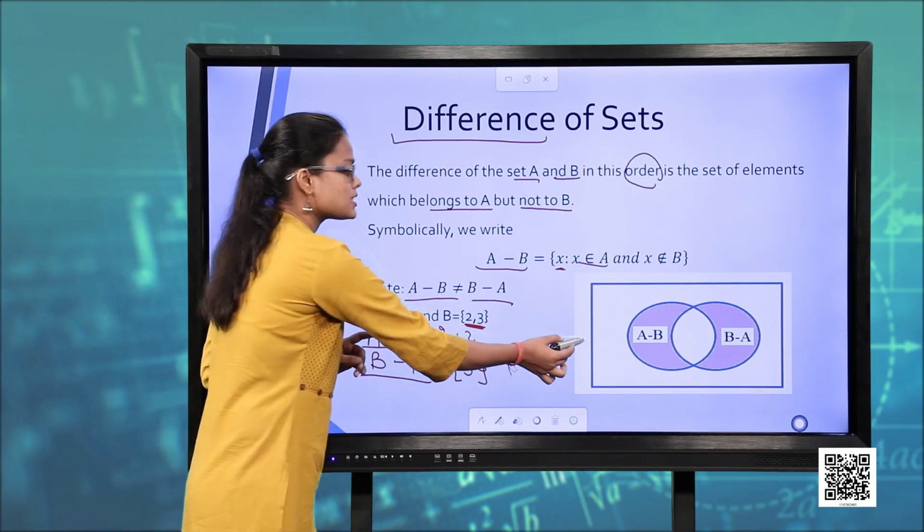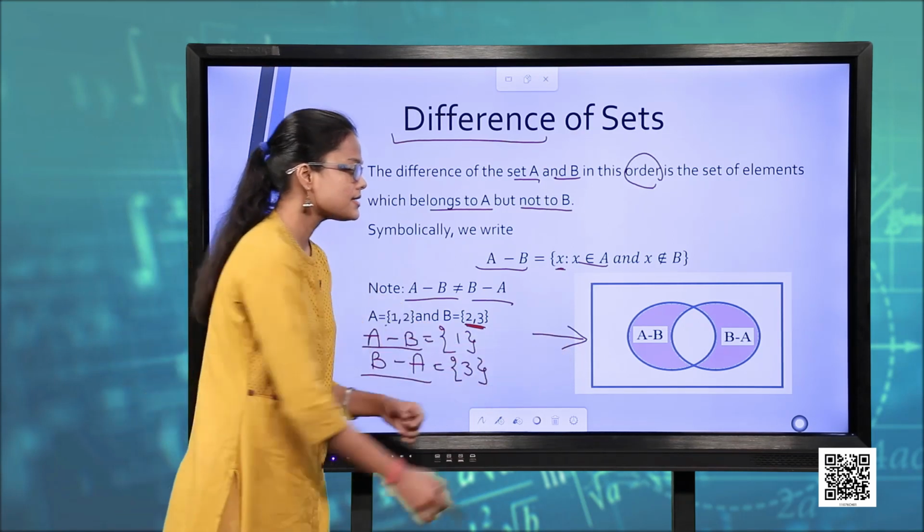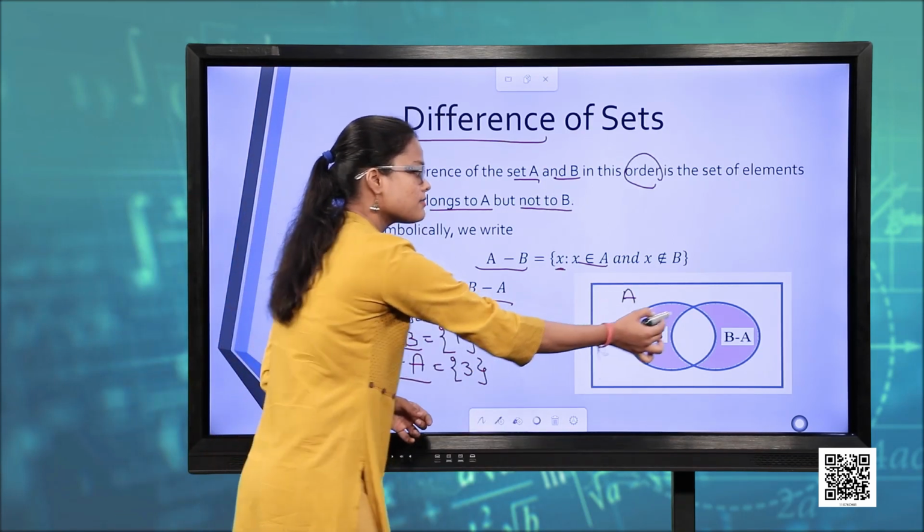Now see the representation in the Venn diagram. Universal set, this set is A, this set is B.